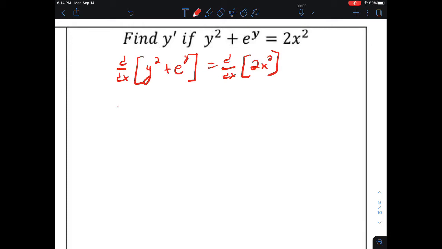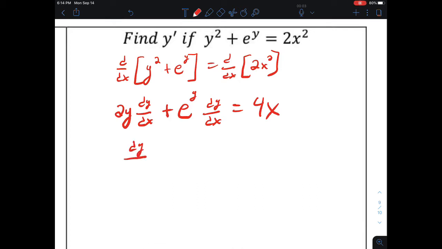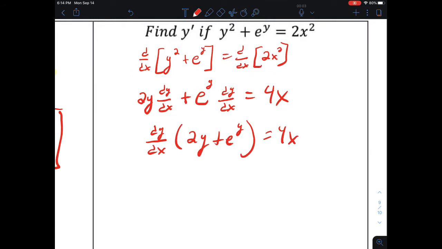All right, so what I'd have on the left would be 2y dy over dx plus the derivative of e to the y, which is e to the y times dy over dx, is equal to 4 times x. Factor out my dy over dx's. And then I would divide by 2y plus e to the y. Now dy over dx is the same thing as y prime, just two different notations.